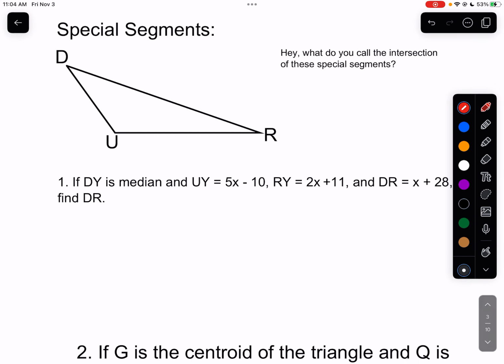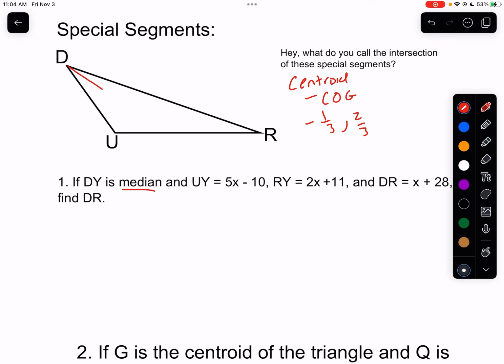Hey, what do you call the intersection of these special segments? Well, it's talking about medians. Medians intersect at the centroid. Remember that the centroid is the center of gravity. I don't want to write it out. And it does a 1/3, 2/3 split. Okay, those are properties we need to know.